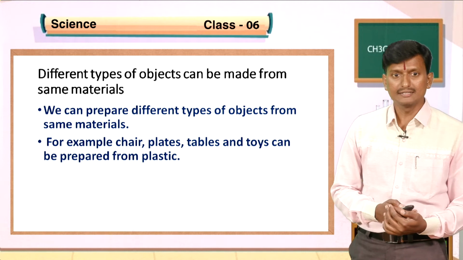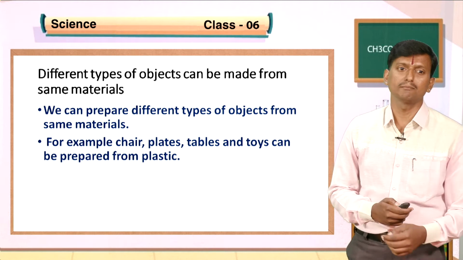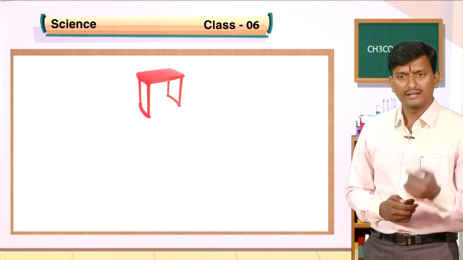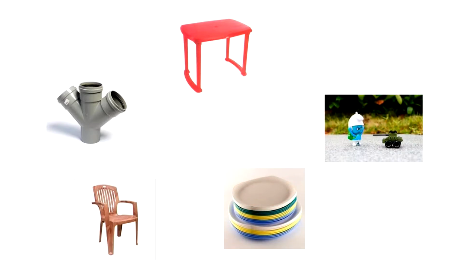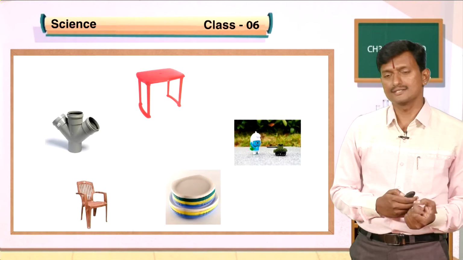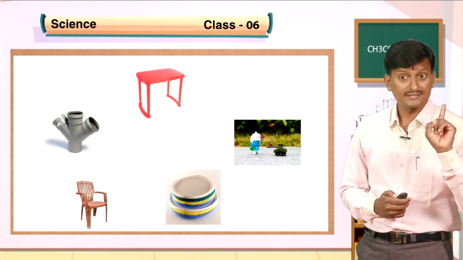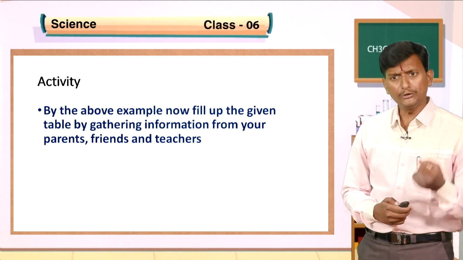For example, chairs, plates, tables and toys can be prepared from plastic. See here, a table made up of plastic, a PVC pipe, plates, toy, chair. These are varieties of substances used for different purposes, but are made from the same material, that is plastic.